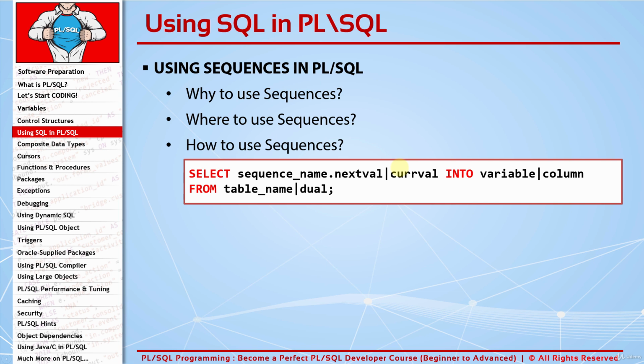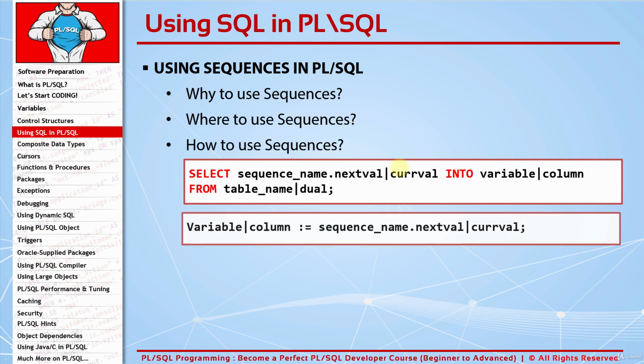We will make examples about that. But with 11g and later, you can use a sequence directly in an assignment. We simply write our variable name, or our column name if we use that in a trigger, and assign it with our sequence value. This will also generate the next or current value of our sequence.